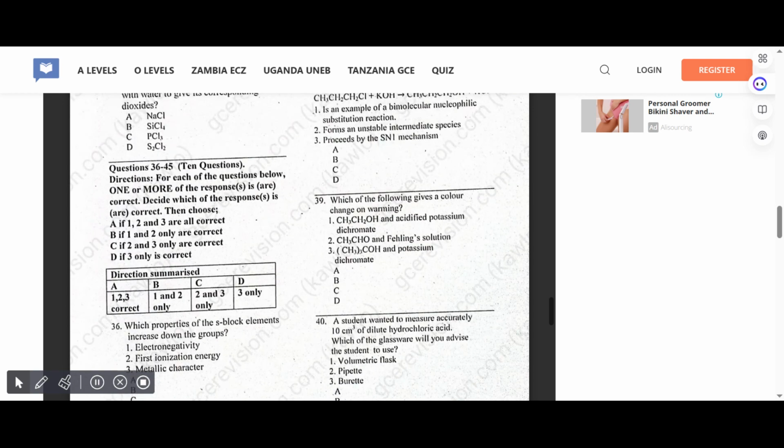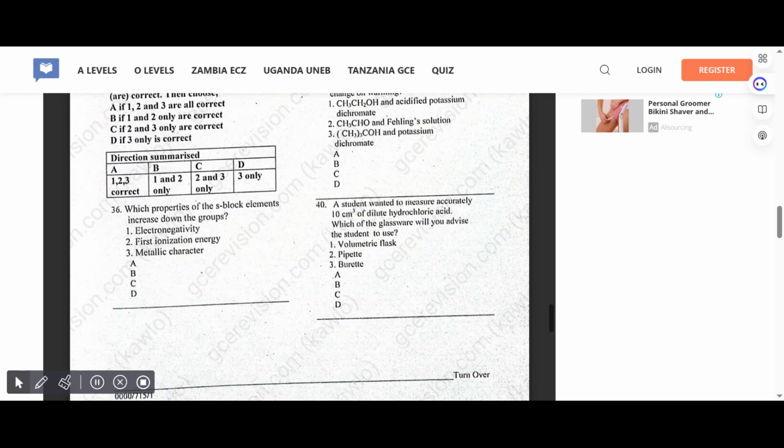Which of the following gives a color change on warming? Correct answer for 39 is B. A student wanted to measure accurately 10 cm³ of dilute hydrochloric acid. Which of the glassware will you advise the student to use? Volumetric flask, pipette, burette. Correct answer for 40 is A.